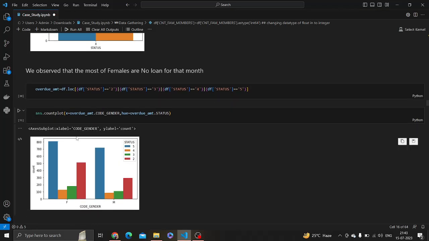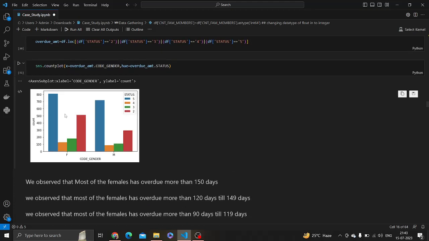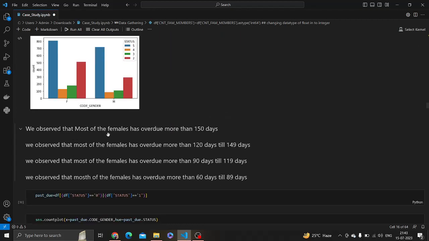You can see the count of that overdue month also by the graph of the count plot. These are the legends like 2, 3, 4, 5. We have the values and we are finding out by the color, female and male who has their count. We observe that most of the female has overdue more than 150 days, and also the female has overdue more than 120 days till 149 days.